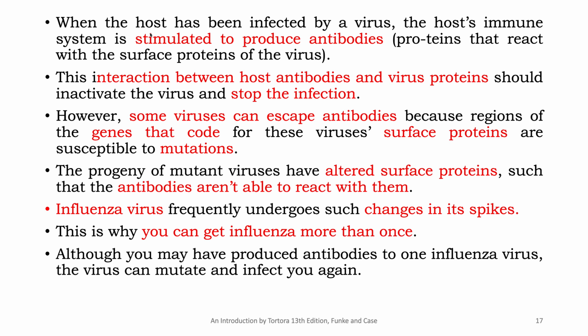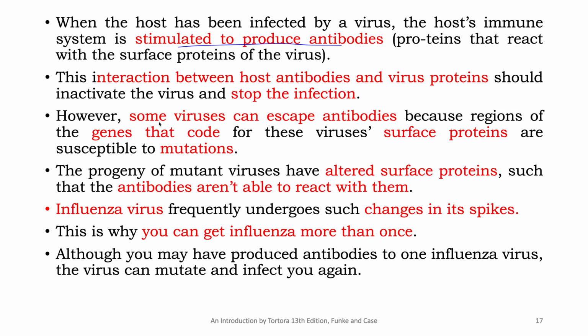So whenever a host is infected by a virus, the first thing that happens is that the proteins present on the surface of the virus will stimulate the production of antibodies. And these antibodies are basically produced by a host to protect the host from the viral infection, wherein they are going to kill the virus and stop the infection.